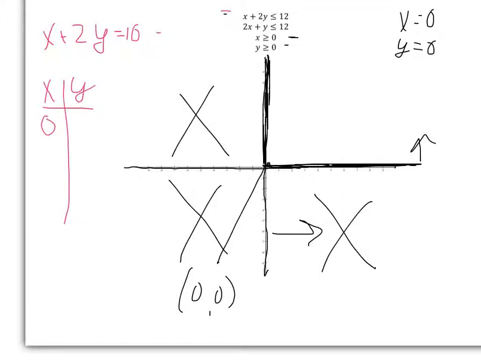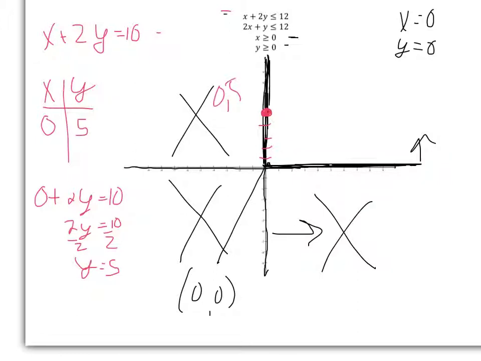So sticking 0 in for x, 0 plus 2y equals 10. Well, 2y equals 10, divide by 2. Y equals 5. So 0, 5. 1, 2, 3, 4, 5. 0, 5. Now this gives us another vertex that we have, 0, 5.